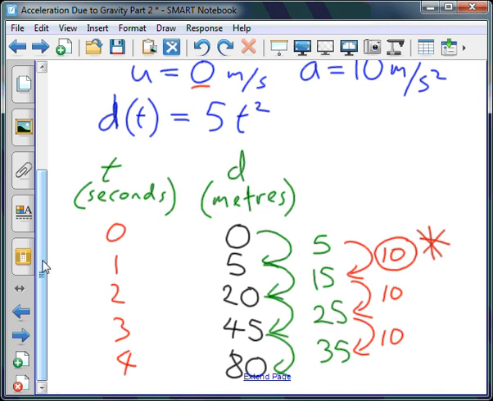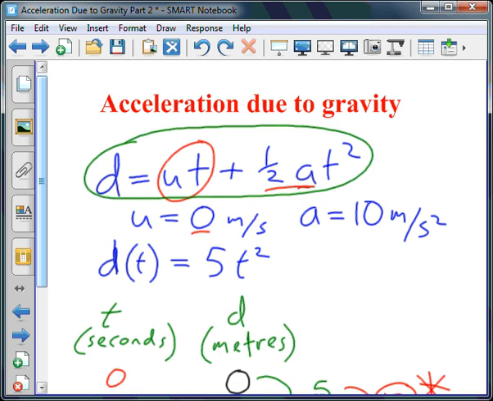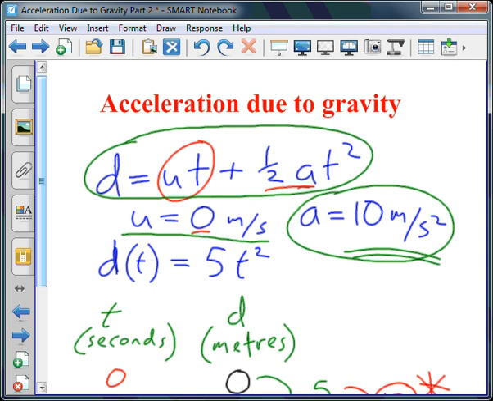I derived that based on this particular mathematical model, whereby this equation here was used to describe the motion of the ball. Certain assumptions were made. The ball was dropped, therefore the initial velocity was zero. And I assumed, in accordance with this mathematical model, that the acceleration was constant. There was no air resistance or friction. The acceleration remained constant at 10 meters per second per second, or 10 meters per second squared.